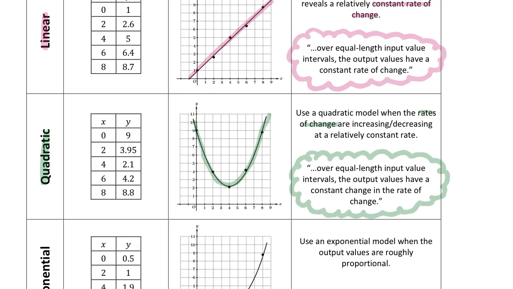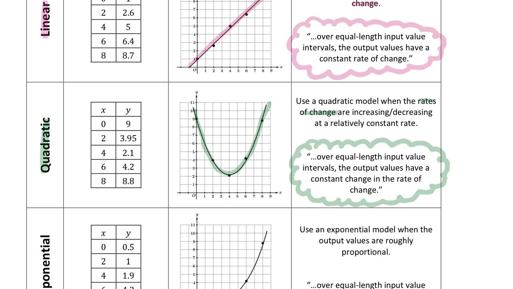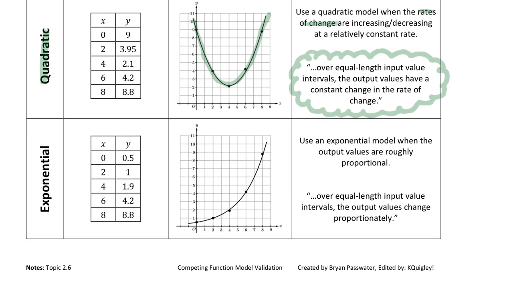Maybe. The third type of function we've studied so far is the kind of function that has an initial value either above or below the x-axis and then increases and decreases proportionally, meaning by multiplication. So it like whooshes up, or in the other case, whooshes down to get close to the horizontal asymptote. That would be an exponential. We would say that the output values are roughly proportional, or we'd say that over equal length input value intervals, the output values change proportionately. Those are the sort of responses we've given so far in this class to determine why maybe a table would represent linear, quadratic, or exponential.